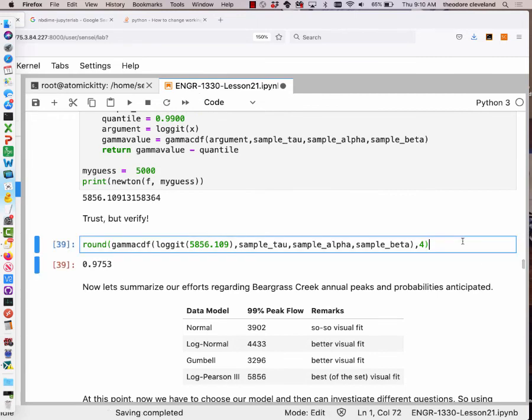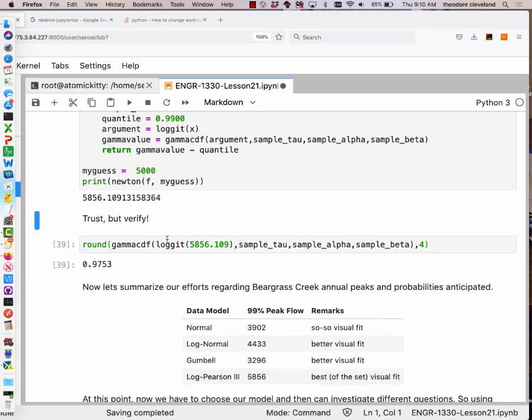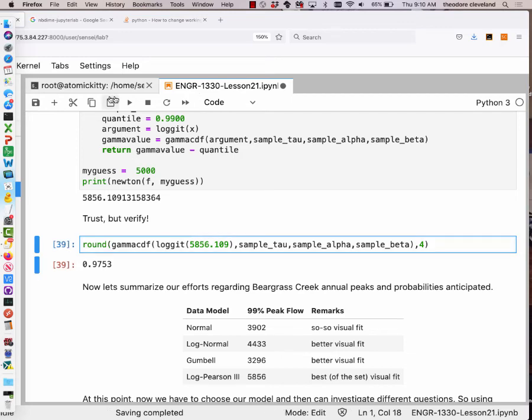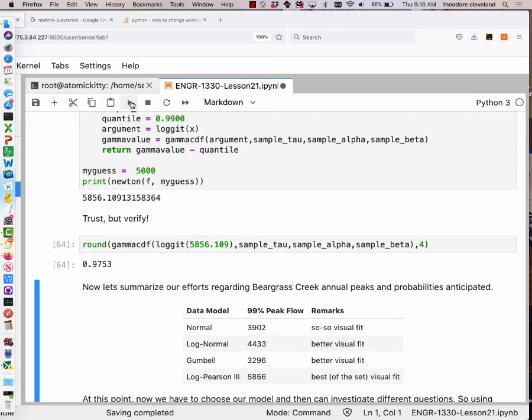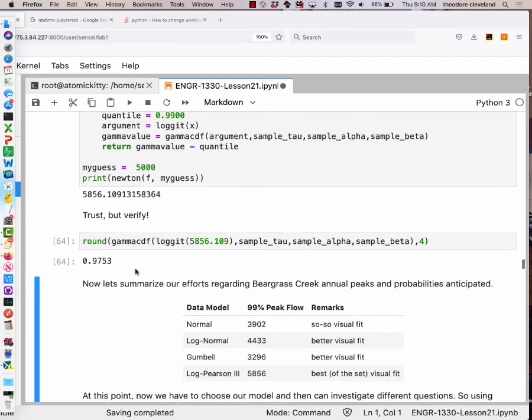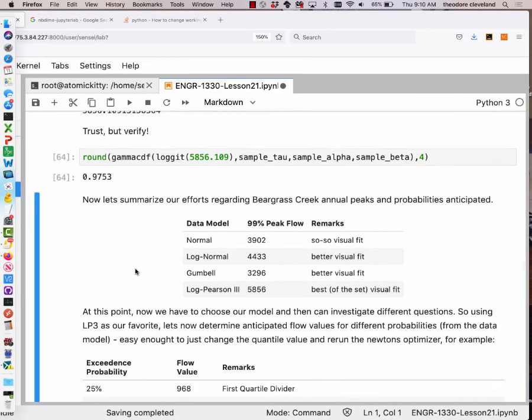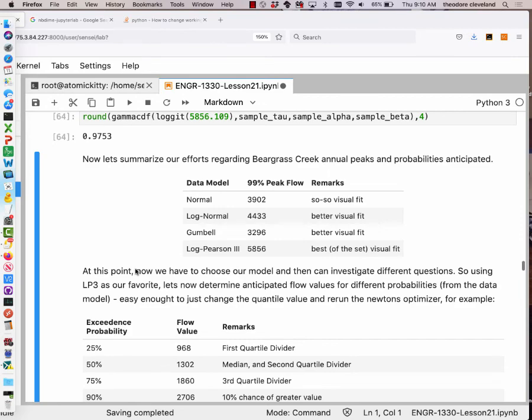So as President Reagan once said, trust but verify. Let's make sure that that kind of makes sense. And if we take the gamma distribution with all the information input, we get 0.9753, which is not 0.99. That's almost a little bit too much difference for comfort. But we'll just continue because apparently the class that starts at 9:30 wants to get in here at 9:10.